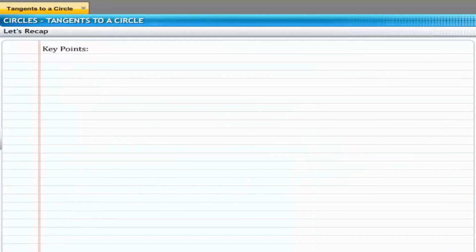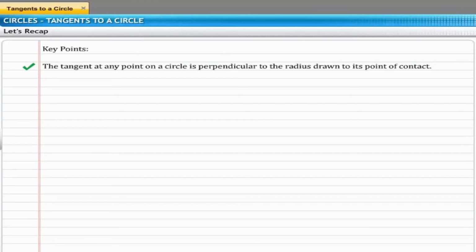You have reached the end of this section. Before moving on to the next section, let's recap the key points covered. The tangent at any point on a circle is perpendicular to the radius drawn to its point of contact. Tangents drawn to a circle from an external point are equal in length.